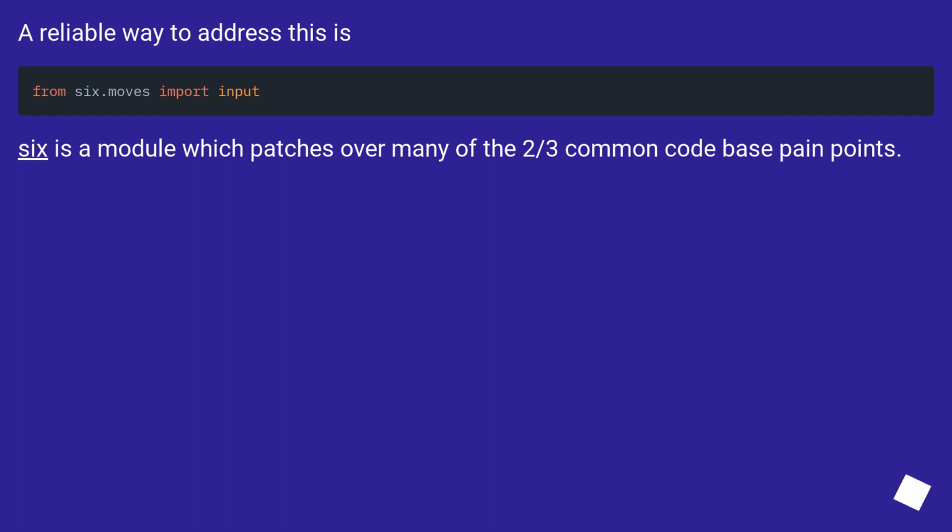A reliable way to address this is six, which is a module that patches over many of the 2/3 common code base pain points.